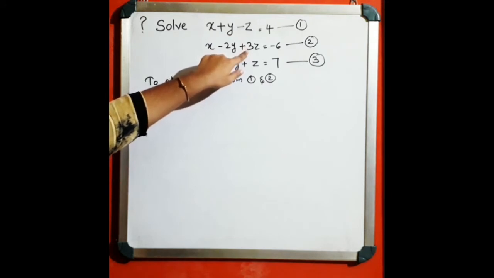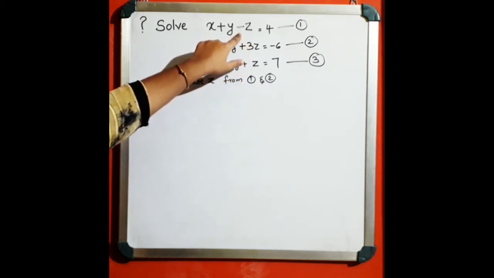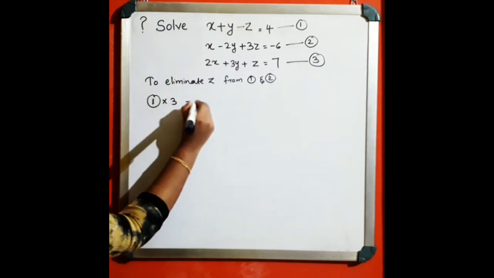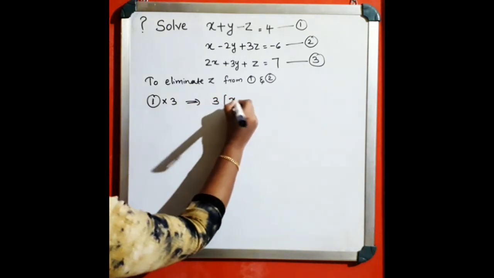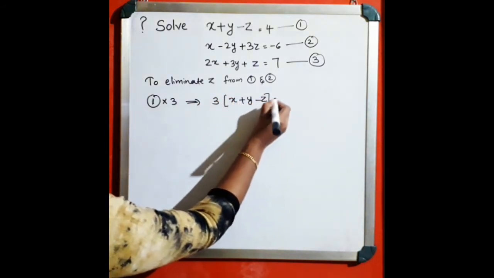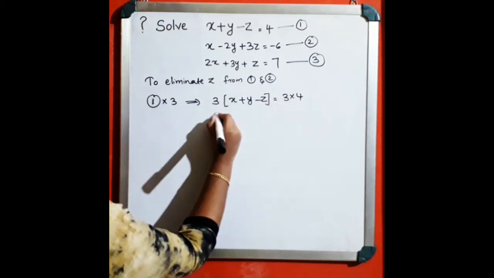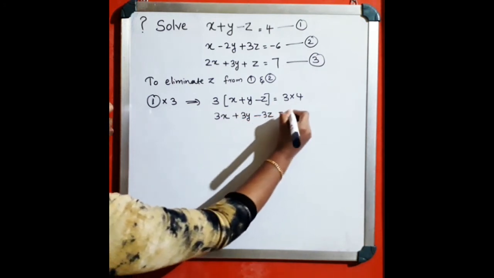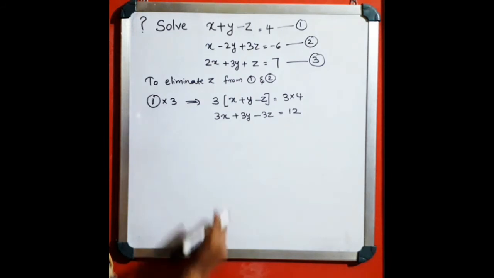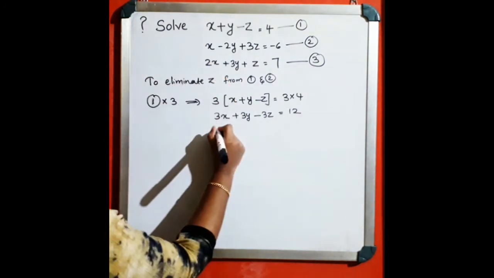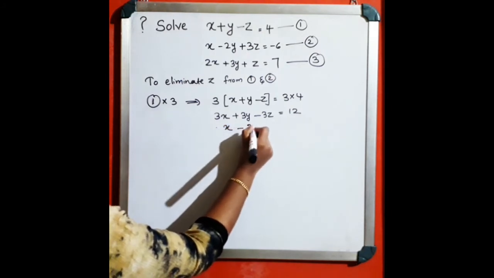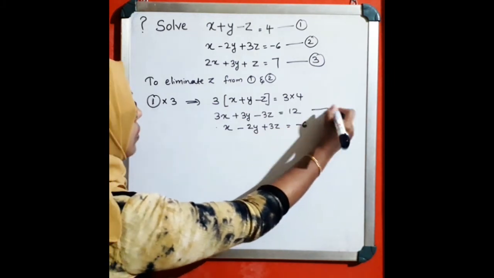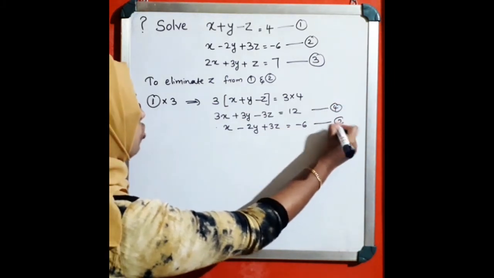So just multiply equation 1 by 3. That is, equation 1 into 3 implies 3 into x plus y minus z is equal to 3 into 4. That is 3x plus 3y minus 3z is equal to 12. And the second equation is x minus 2y plus 3z is equal to minus 6. This is equation number 4 and this is equation number 2.